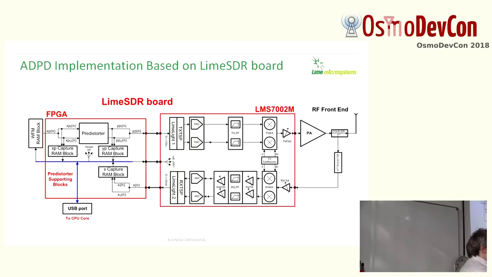From my software I have the option to tell the chip to start sampling, to start recording the array of samples into DDR2 memory. After that, when I find out that the array is finished, I can read all these samples and take them into the software. In software, I perform all the calculations, and after that I upload the new coefficients into the predistorter model, which is inside the FPGA. So I have the predistorter block and capture RAM blocks for predistorter input, output, and the received signal. All these signals are transferred through the USB port to the CPU core, which performs all these calculations.